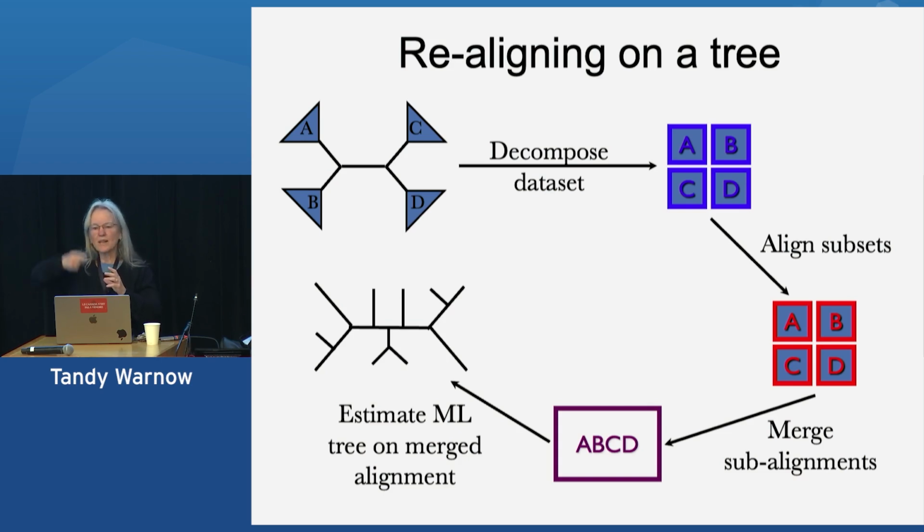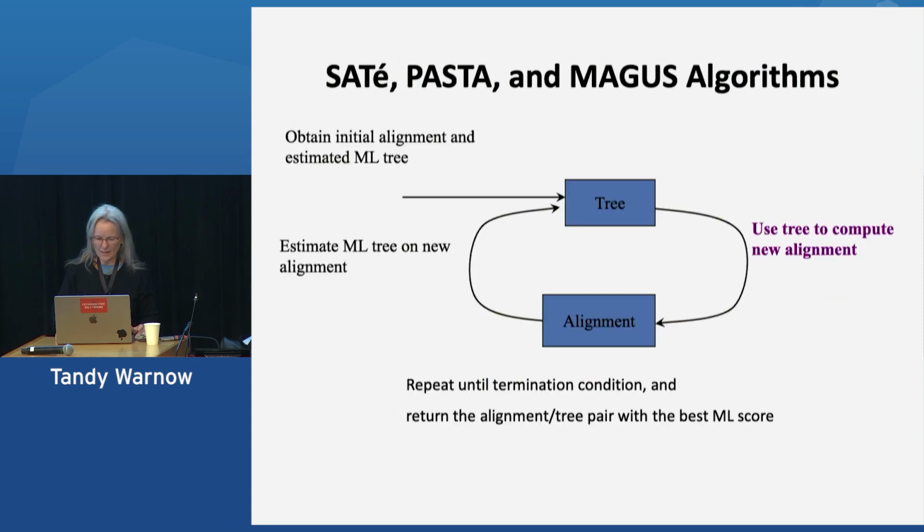And you can repeat the process, because as you get a new tree, it'll be a bit better than the previous one. The subset alignments will be better. The merged alignment will be better. The new tree will be better. You can iterate. So it's divide and conquer plus iteration.